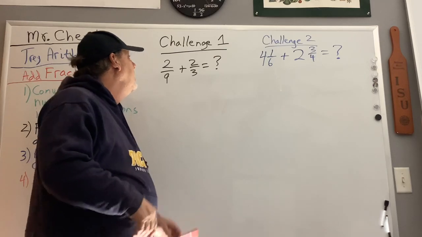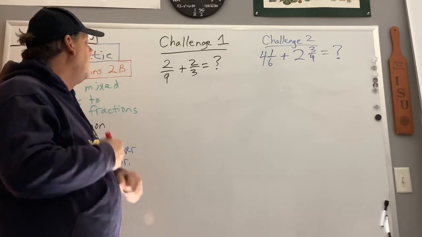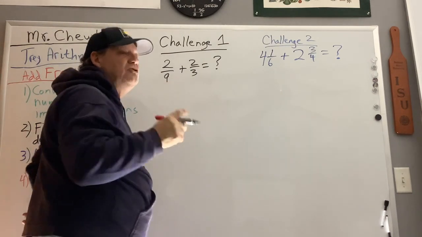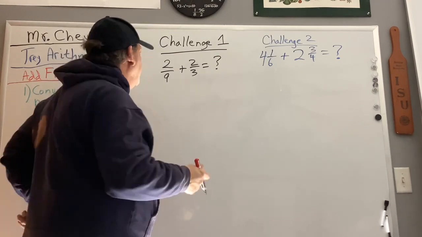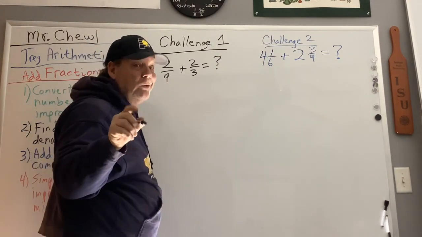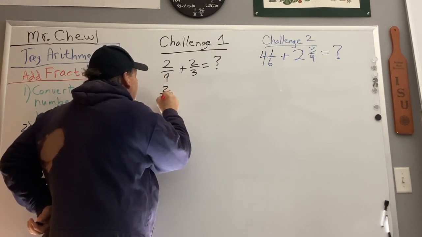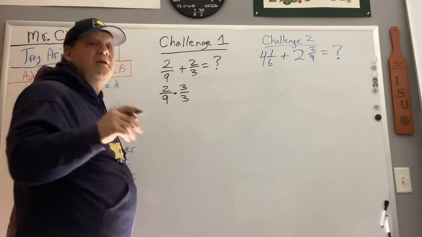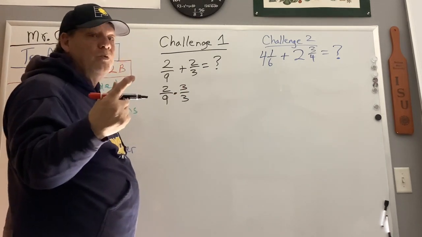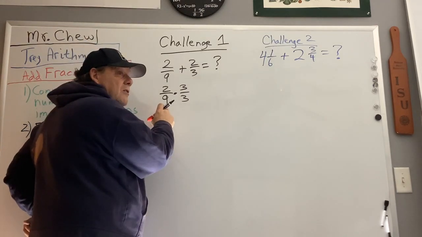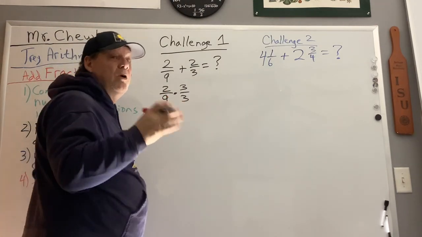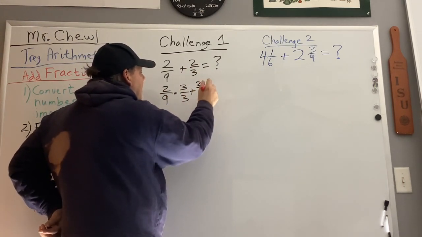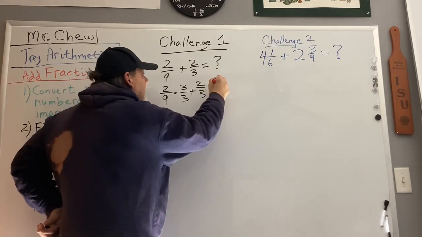So in challenge 1, we have to take the 9ths and the 3rds and change them to the same number. One way to do it, not the only way, is to take the 9 and multiply it by the other denominator. And then we're going to do it 3 over 3 because that becomes 1. And 1 times 2/9 would give me back 2/9, which means it's an equivalent ratio. Then I take my 2/3 and multiply it by the other denominator, 9 over 9.